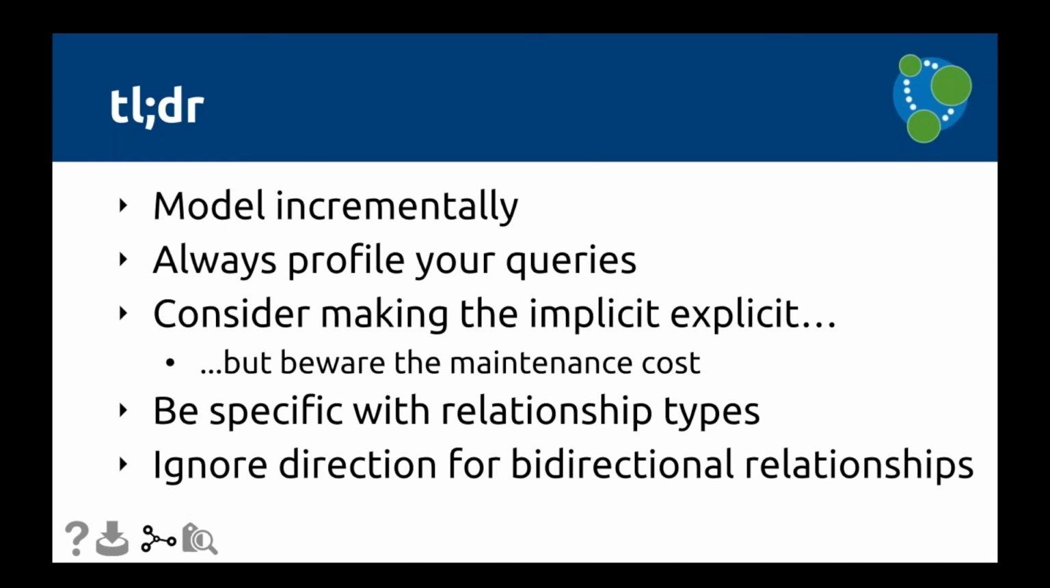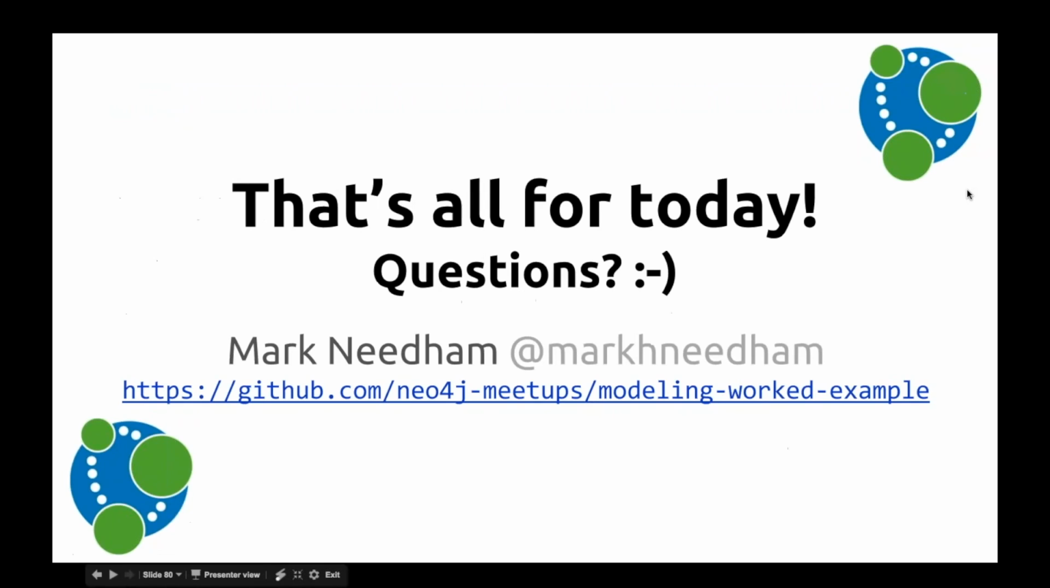Where you can, be specific with relationship types, so don't go and name everything connected to or has. You want to be reasonably specific, but obviously we've talked a little bit about how specific we should go. And then for bidirectional relationships, you can just choose to ignore the direction when you're writing your queries.